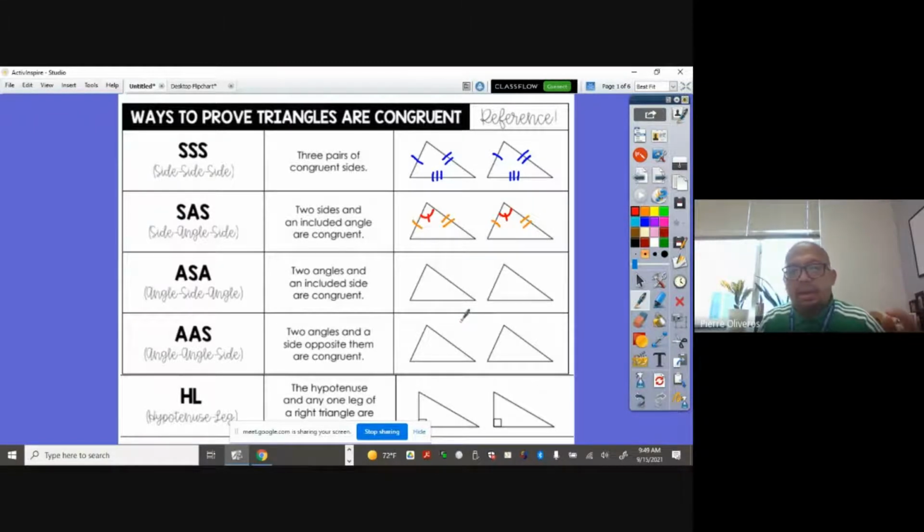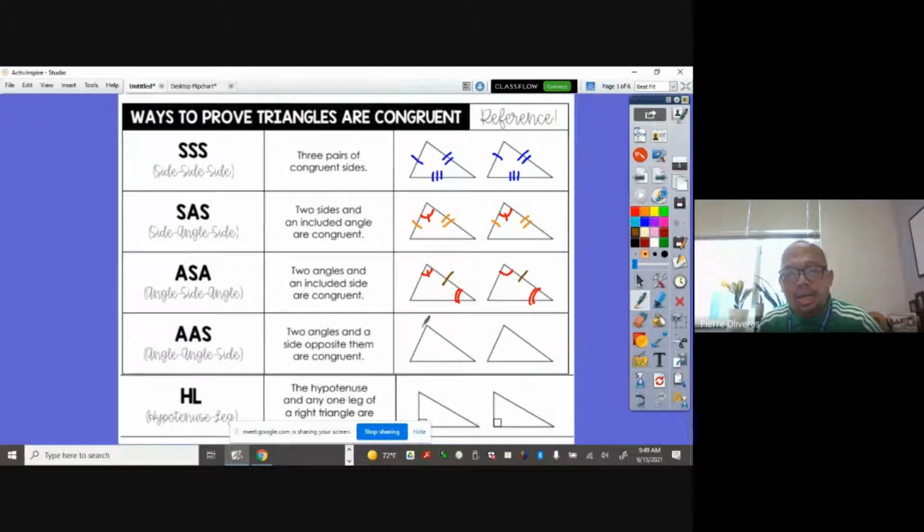But let me also introduce you to angle-side-angle: 2 angles and an included side are congruent. So if this angle here is congruent to this angle, and this angle here is congruent to this angle, then the side between them, the included side, will be right here and there. Okay, when you prove that, that's enough for you to say that the entire triangles are congruent.